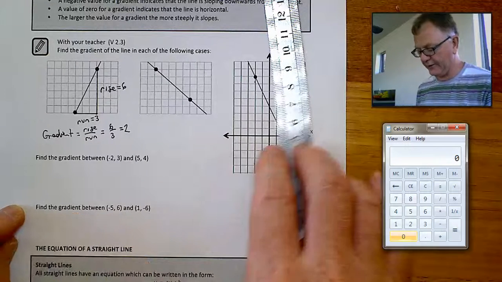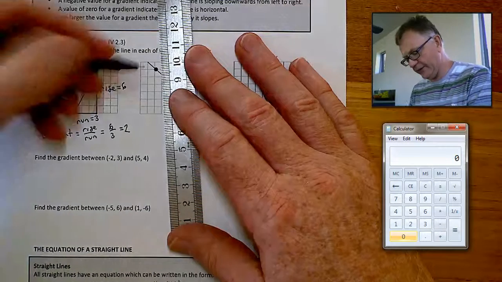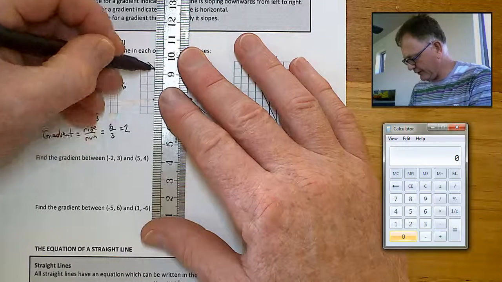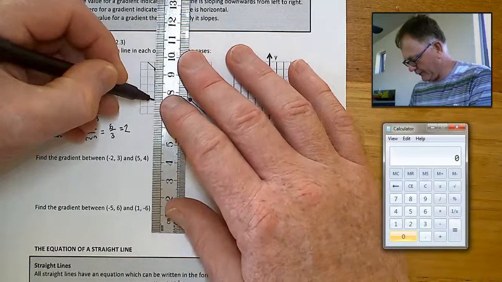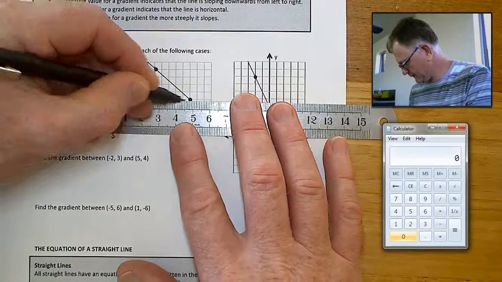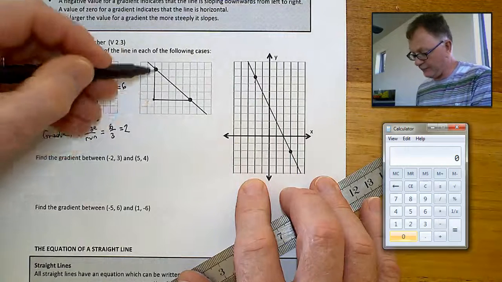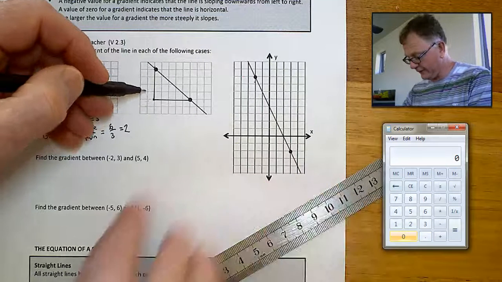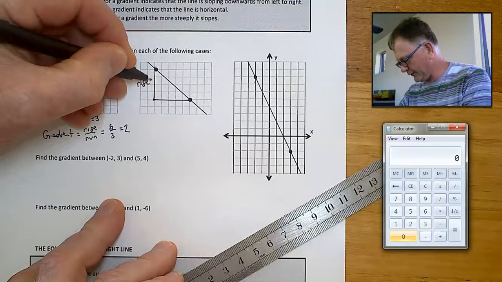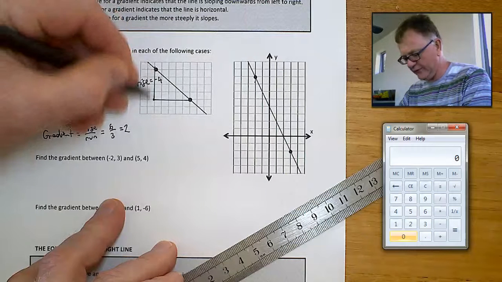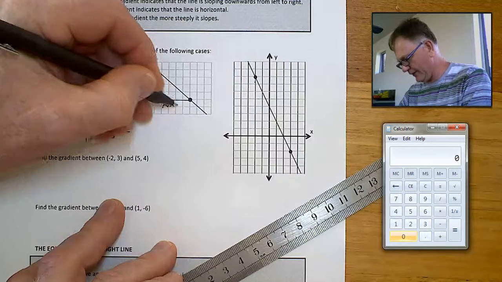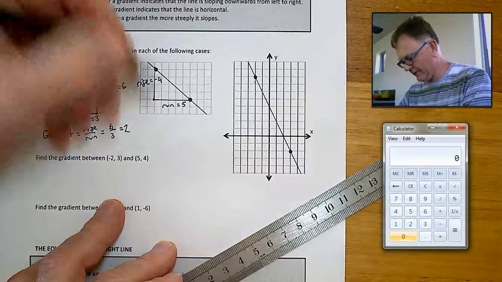Whereas this one down here is going to need to be a negative answer. Once again, I could draw a little triangle around, a right-angled triangle, because that helps me see what the rise and the run are. So the rise is the number of squares up, or in this case down, being negative. And you could say the rise was equal to -4 because you're going down 4. And the run is the number of squares along you go, equals 5.